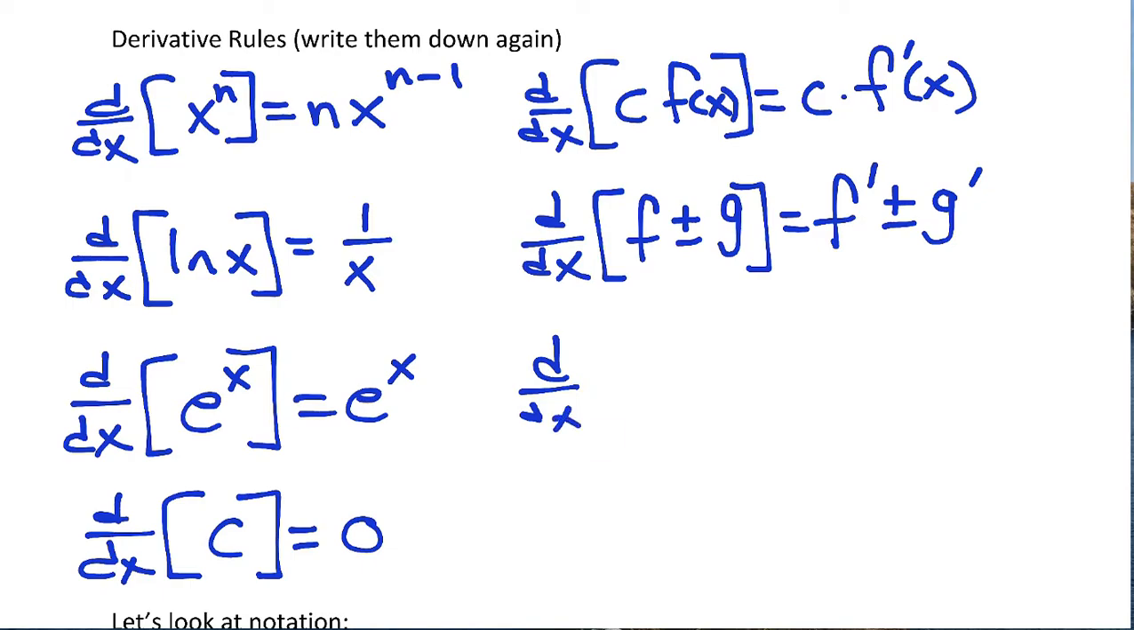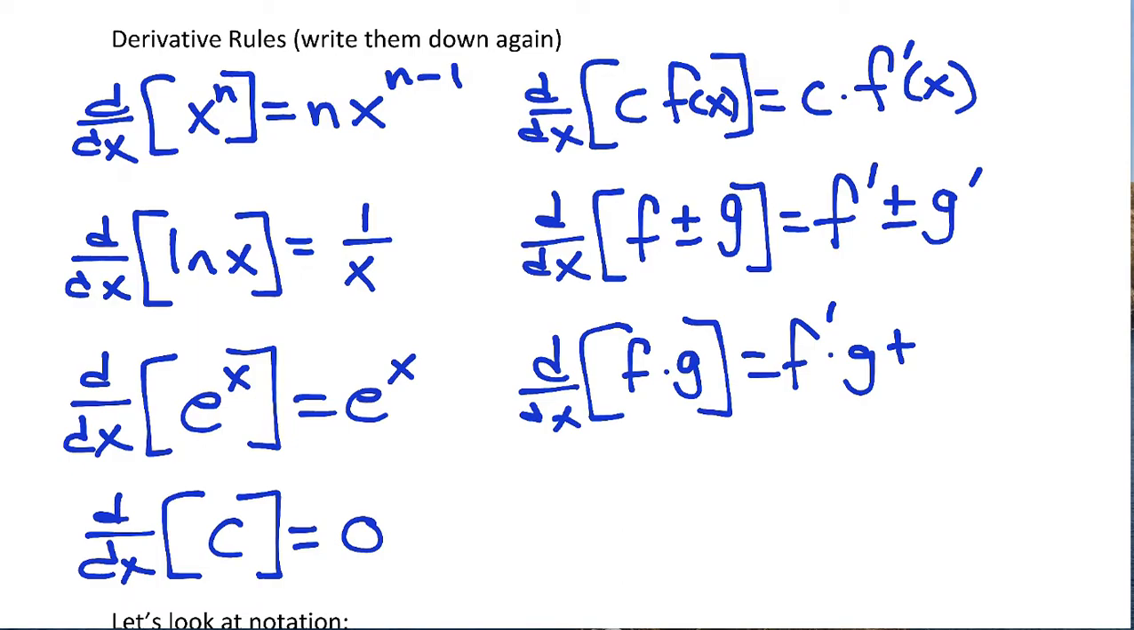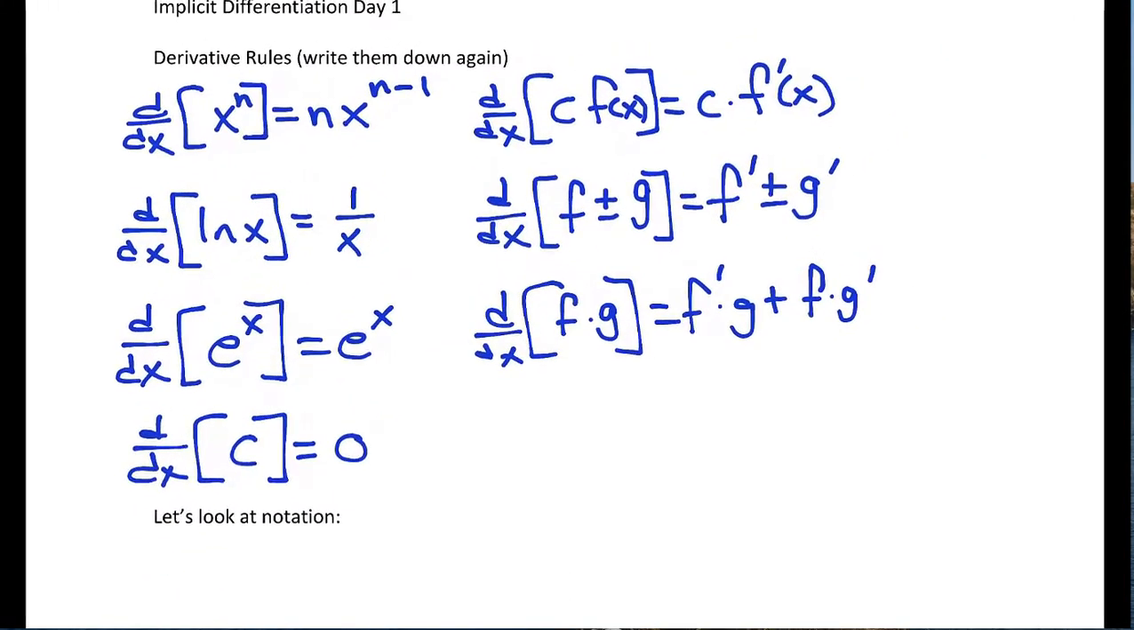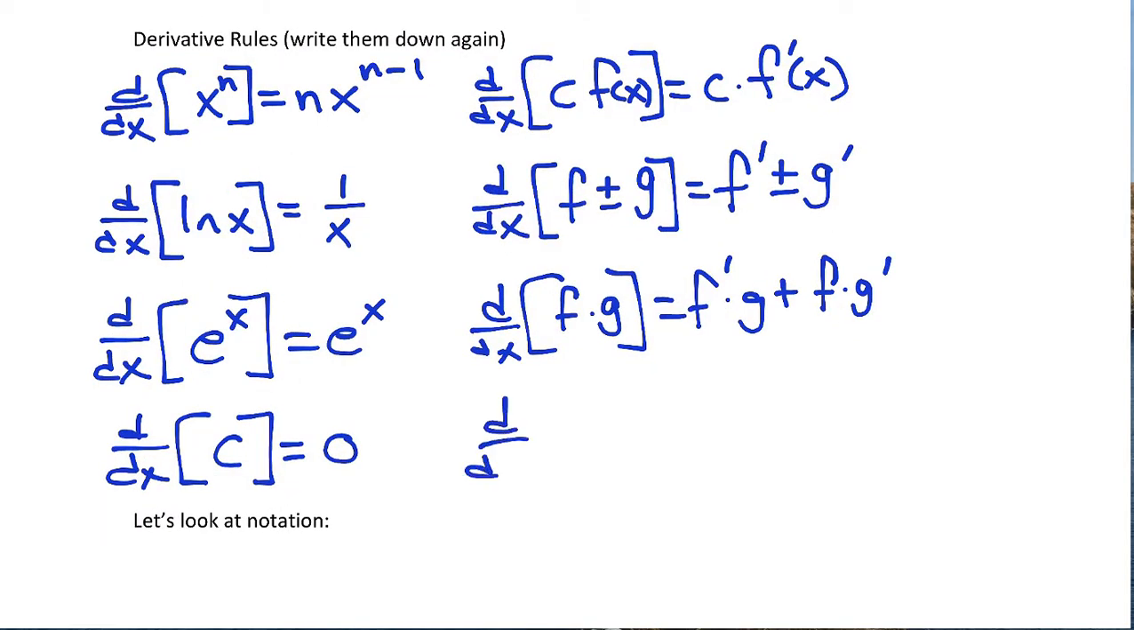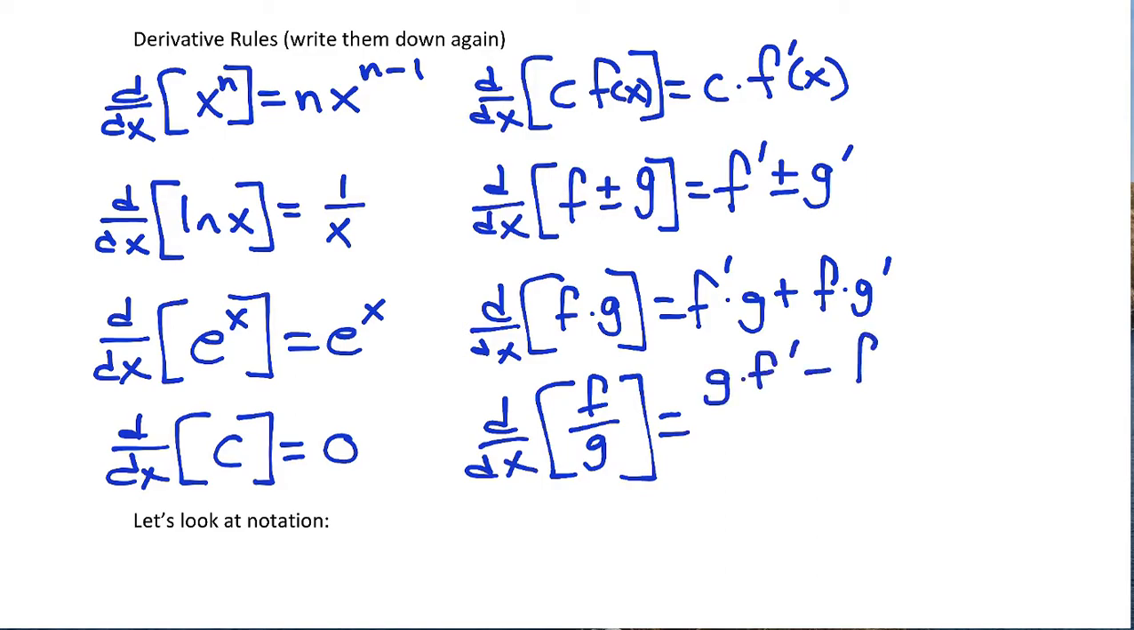The derivative of a function times another function, because it's the product rule, is f prime times g plus f times g prime. The derivative of f divided by g is equal to g times f prime minus f times g prime over g squared.